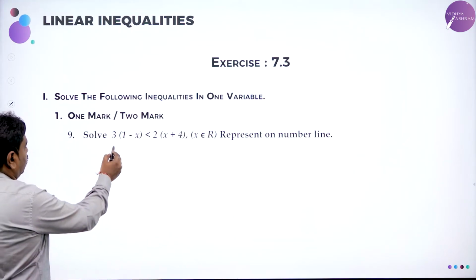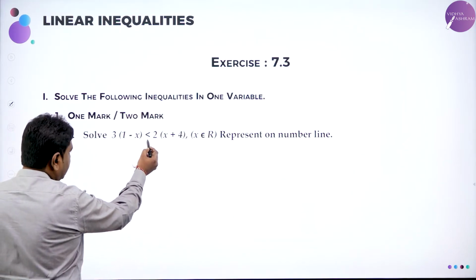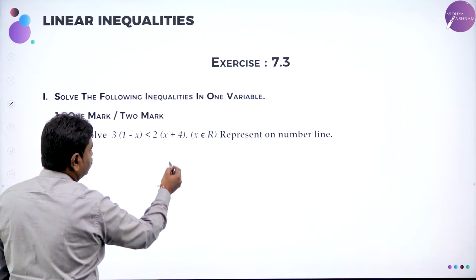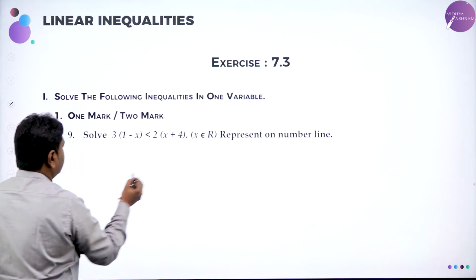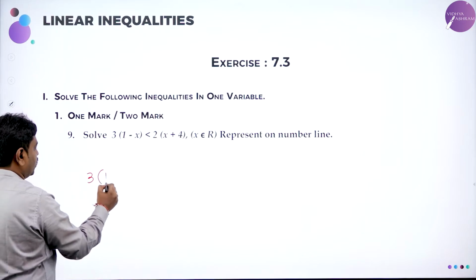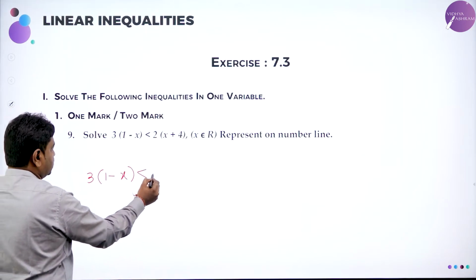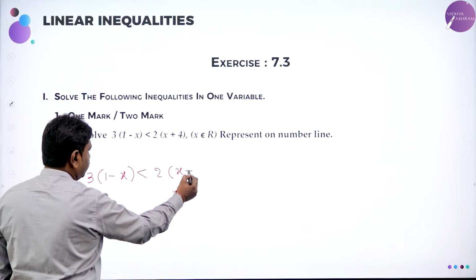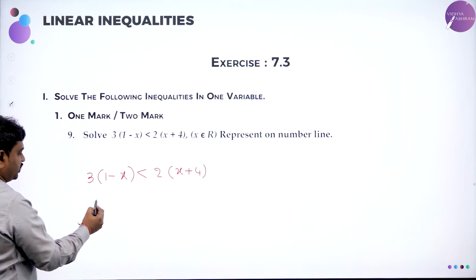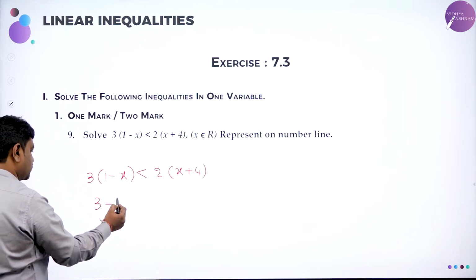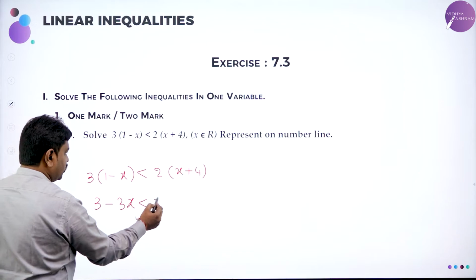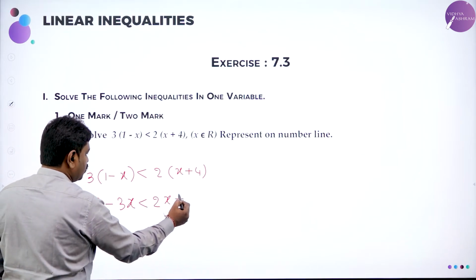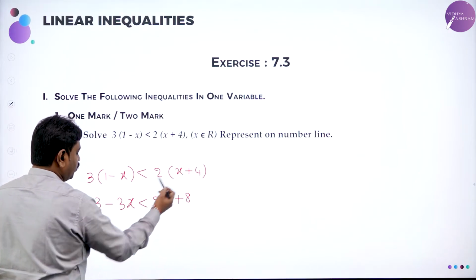Next, solve 3 into 1 minus x strictly less than 2 into x plus 4. X belongs to real numbers and represent on the number line. So 3 into 1 minus x strictly less than 2 into x plus 4 they give. Multiply: 3 into 1 is 3, 3 into minus x is minus 3x, strictly less than 2 into x is 2x, 2 4s are 8.